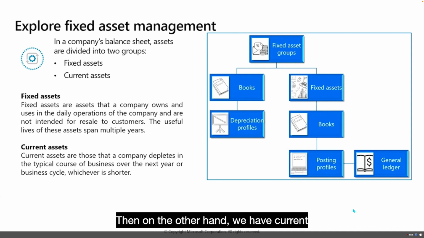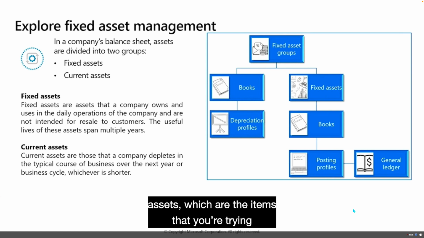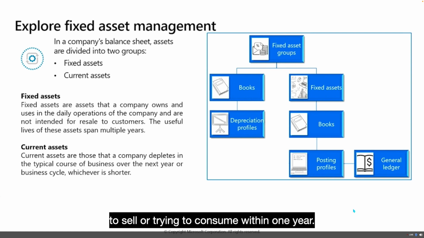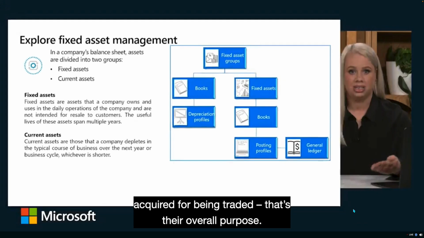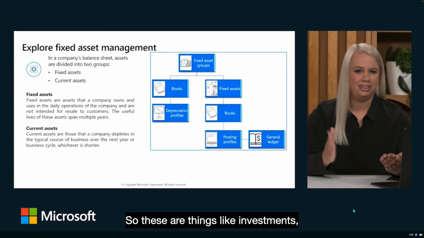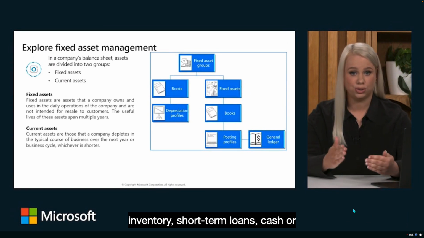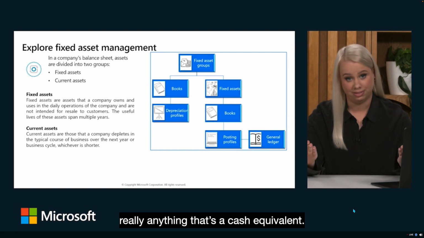Then on the other hand, we have current assets, which are the items that you're trying to sell or trying to consume within 1 year. So this is usually within the company's normal operating cycle, and these are the things that are required for being traded. That's their overall purpose. So these are things like investments, inventory, short-term loans, cash, or really anything that's a cash equivalent.